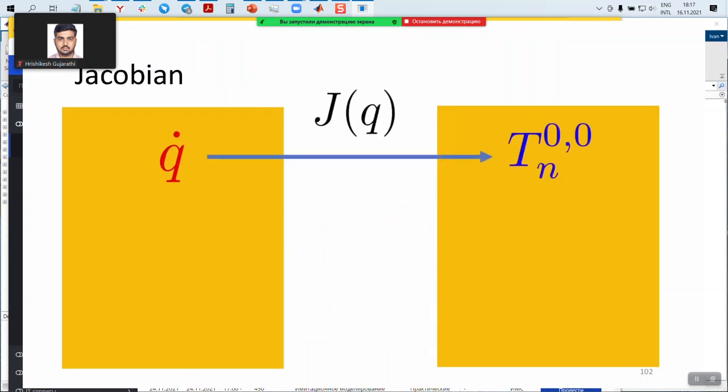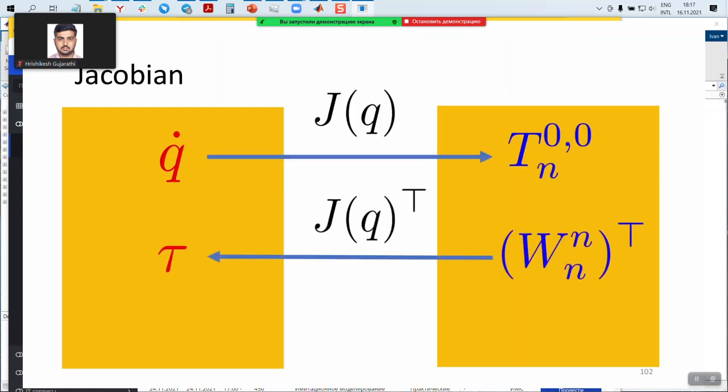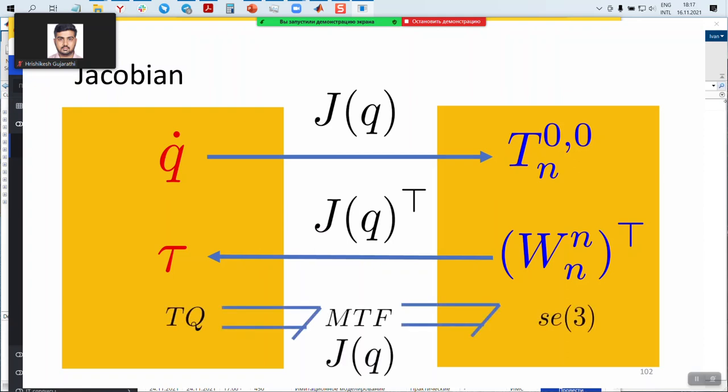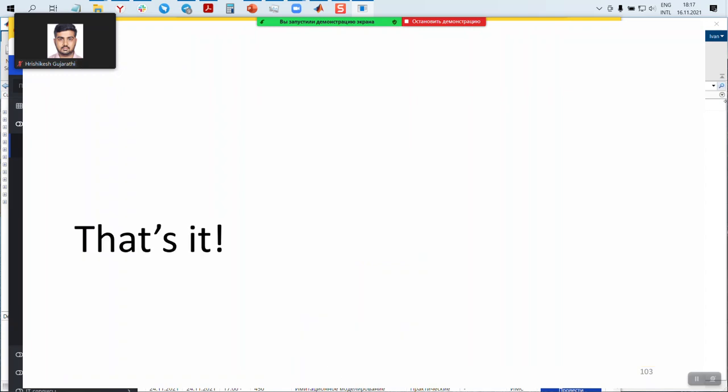So let's assume that we have angular velocities, we multiply them with the Jacobian, and we get a twist. If we have a range of external power applied to our robot, we can multiply it with the Jacobian transpose to get the torque which needs to be applied to the joints in order to tackle the wrench. And it's something that we are going to use for the impedance control. Also, if you want to model it in bond graphs, you need to use MTF. All right, that's it with the slides.